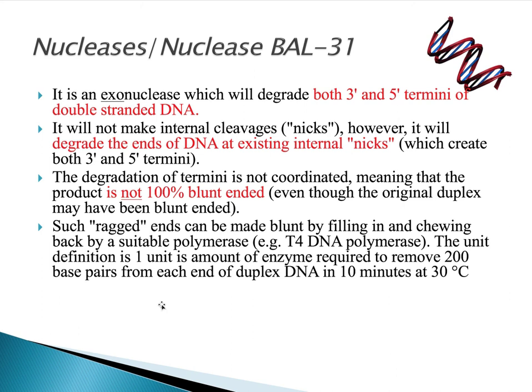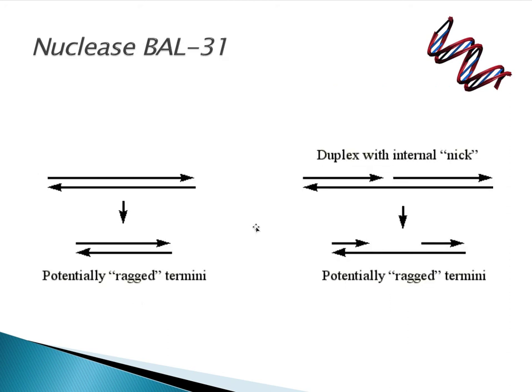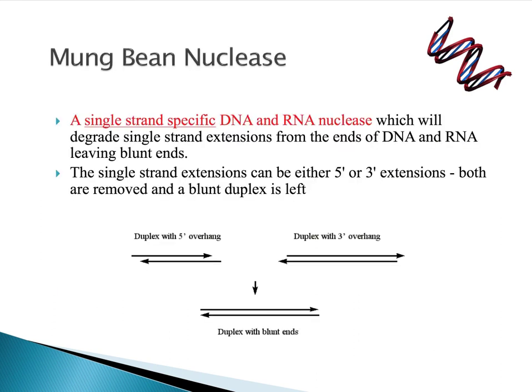So it makes sort of a ragged end. If you need a really blunt end, you have to fill it in, for example, with T4 polymerase. Okay, so this is how it works. Here's the duplex, and as you see, it chops it back. Not 100% blunt end, unfortunately. If you have a nick, it can also chop it back. Again, the problem is it's not 100% blunt end, so you have to think about that.